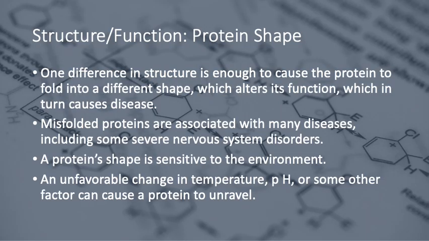A very small change in a protein's structure can have major consequences. If a protein folds into the wrong shape, it may no longer function properly. This loss of function can lead to diseases. Many disorders, including several serious nervous system diseases, are linked to proteins that have misfolded. Protein shape is also highly sensitive to the environment inside of a cell. Changes in temperature, pH, or other conditions can cause proteins to unravel, which disrupts the structure and prevents it from doing its job.